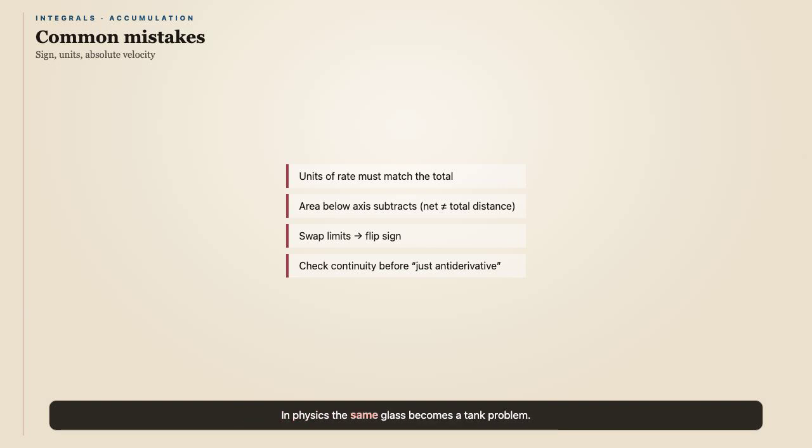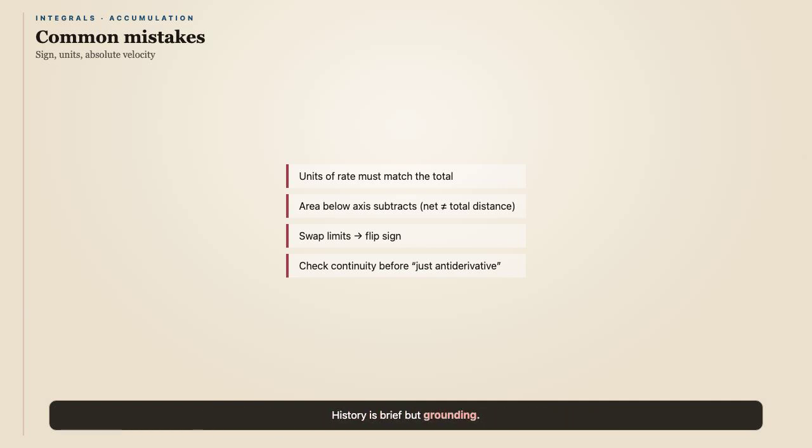In physics, the same glass becomes a tank problem. You know how volume depends on height through cross-sectional area. You know how volume grows with time through a pour rate. Chain those relationships, and you recover how height moves with time. Differentials and integrals pass the baton back and forth. The notation is only a disciplined way to refuse to lose track of what is being added.